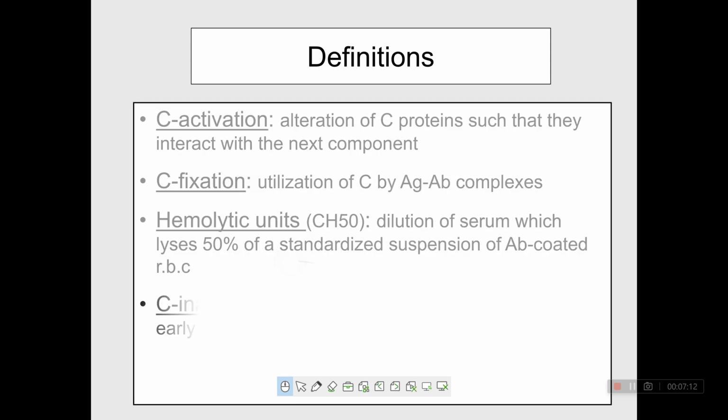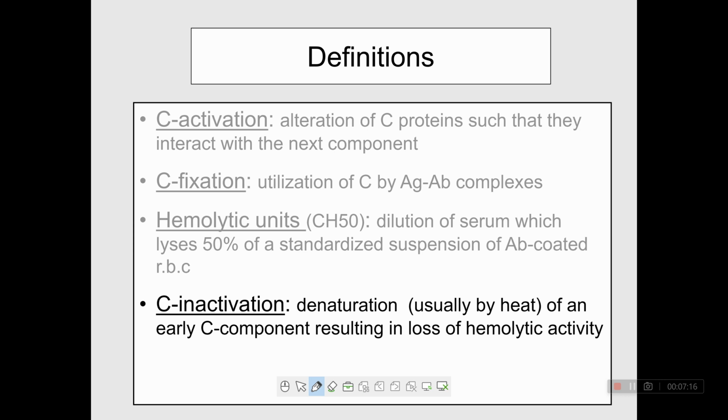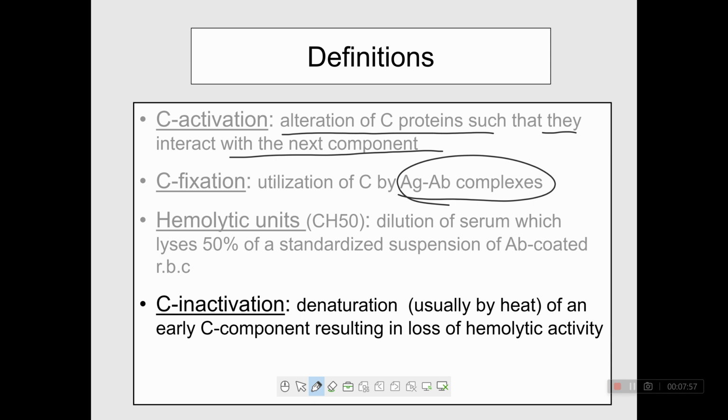Now what is the definition of the complement, and what is the activation of C protein? How is it activated? C activation is the alteration of C protein such that it interacts with the next component. Next is C fixation, the utilization of C by the antigen antibody complex. When C protein is fixed, it is utilized by the antigen antibody complex.